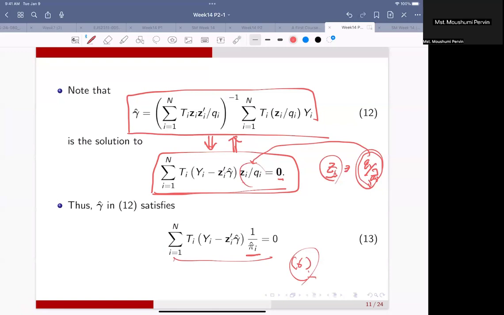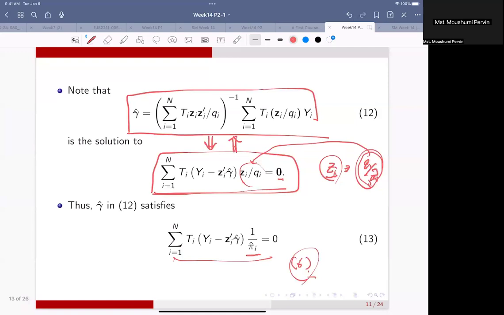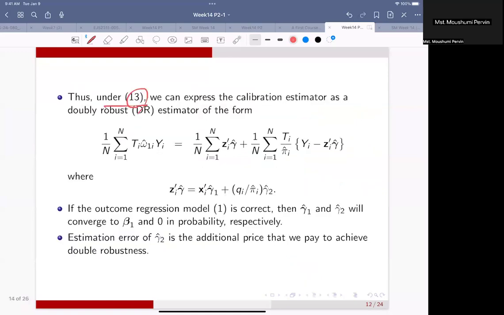So that means what? Because of 13 now, right? 13, so this is 0, basically. So equation 13 means this second term is 0. The correction term is algebraically equal to 0. But this is a doubly robust estimator. Doubly robust form.